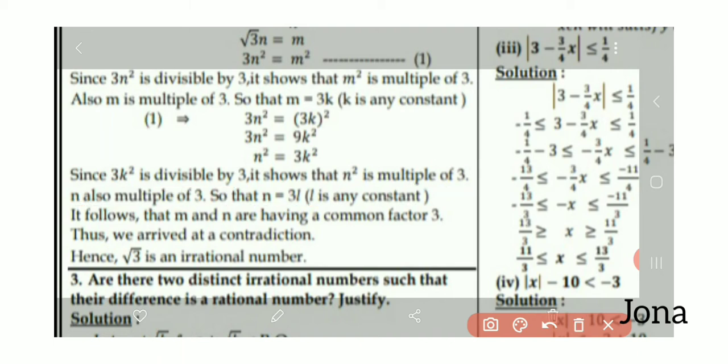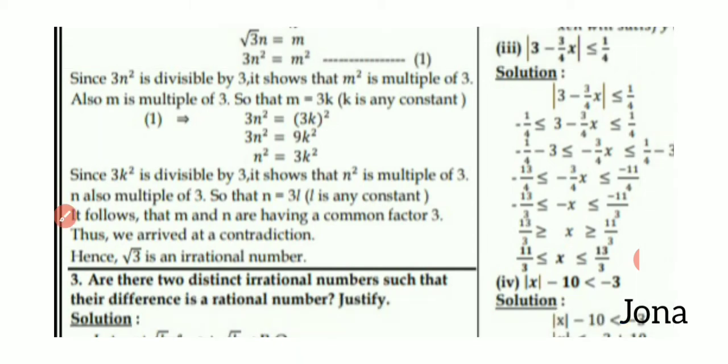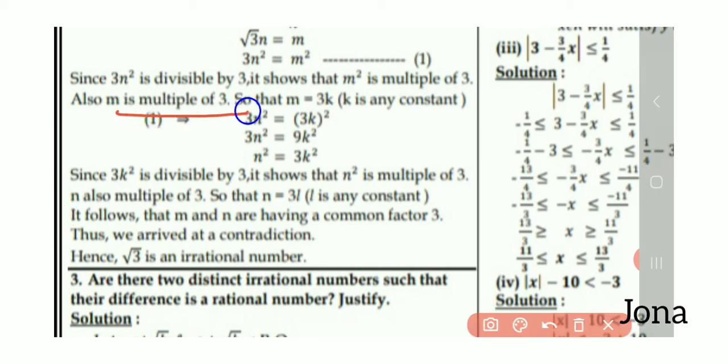Okay. Already we told that m is a multiple of 3. Here we told that n is a multiple of 3. Isn't it? So, I can conclude from these two that m and n have the common factor 3.